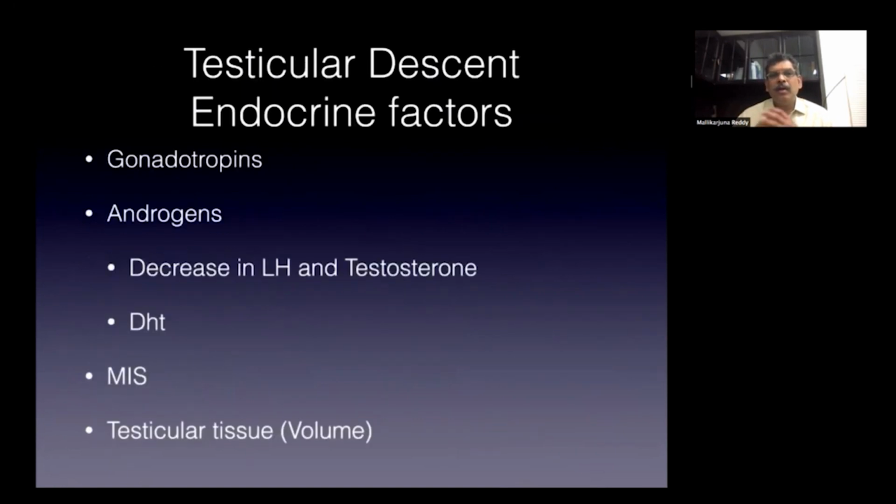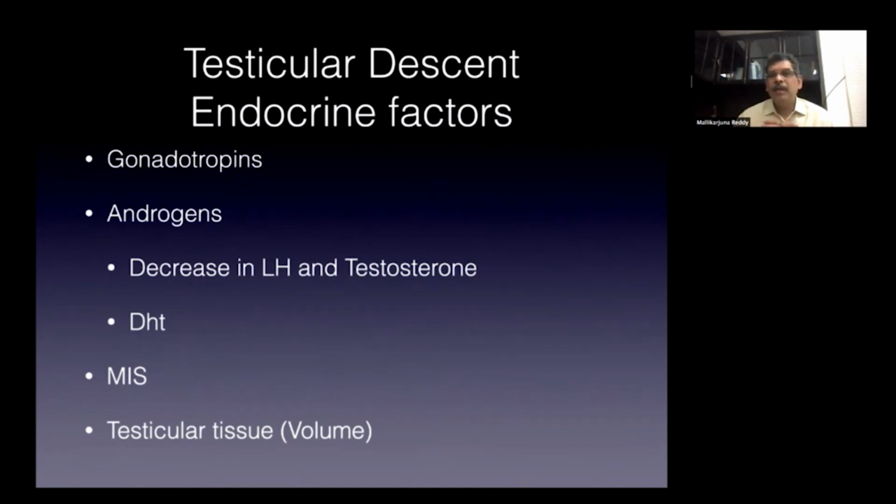Now, there have been a lot of endocrine investigations which have been done in terms of trying to find out the etiological cause. People have looked at gonadotropins, people have looked at androgens, they have looked at decrease in the LH, and also the lack of the LH surge in mini puberty in the first 2 months of life. They also looked at testosterone, they looked at MIS, and also the testicular tissue volume. They said that the tissue volume is smaller, with a very significant decrease in the undescended testis.